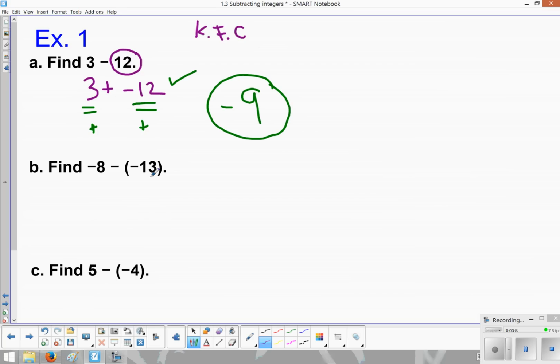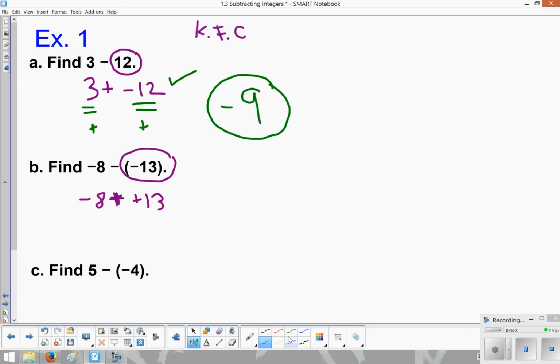So in letter B, we have, again, the same method, we're going to use KFC. So we have negative 8 minus negative 13. So what we're going to do is keep the negative 8 as it is, and we're going to flip this subtraction to an addition. And then we're going to change the last number, which is a negative 13, into a positive 13. Now our subtraction problem becomes an addition problem. Does everybody see? Okay, so now that it's an addition problem, it says here we need to follow the rules for addition.